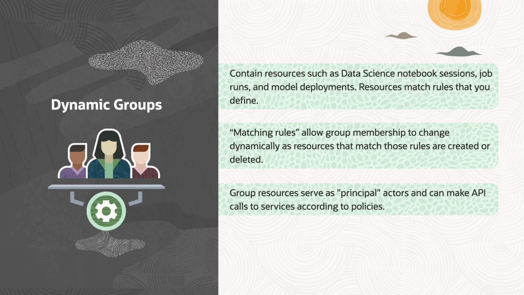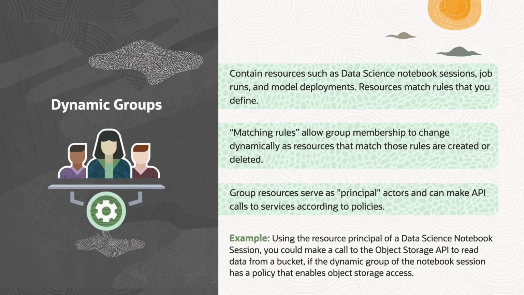We'll discuss policies shortly. For example, using the resource principal of a data science notebook session, where its dynamic group has a policy which enables object storage access, you could make a call to the object storage API to read data from a bucket. So, resources match rules, and rules are applied to dynamic groups.